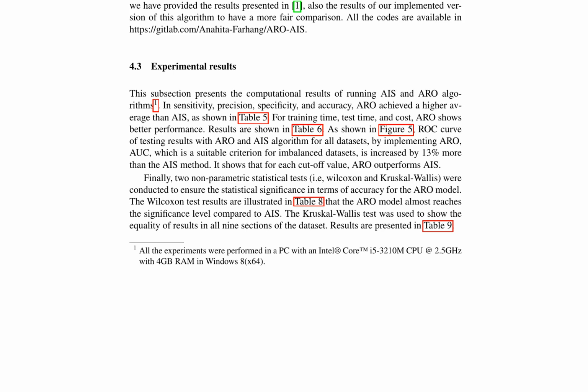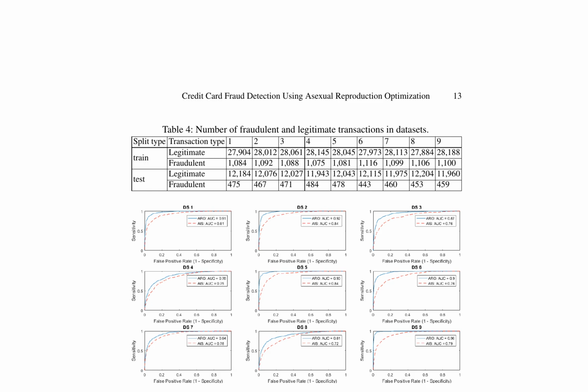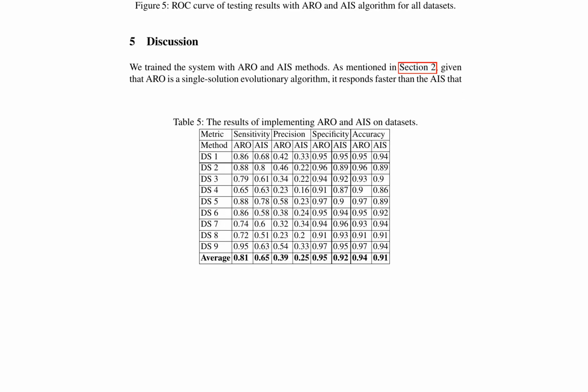This research paper presents a comparative analysis of 2 bio-inspired algorithms, Asexual Reproduction Optimization, ARO, and Artificial Immune System, AIS, for detecting credit card fraud. The study utilized a dataset from a Brazilian bank, evaluating the algorithms using metrics such as sensitivity, precision, specificity, accuracy, and area under the receiver operating characteristic curve, AUC.